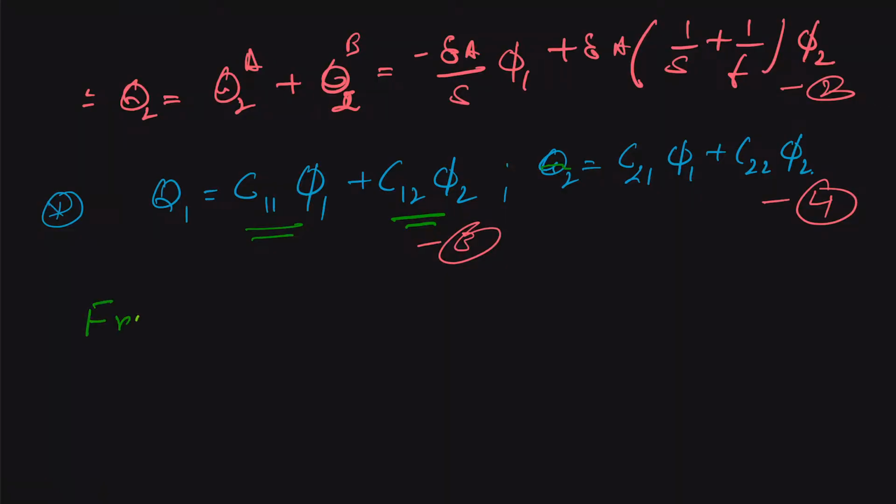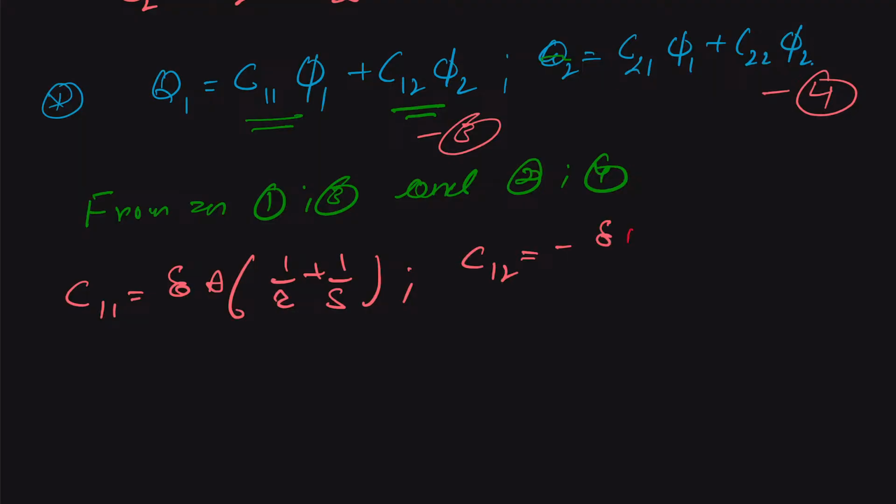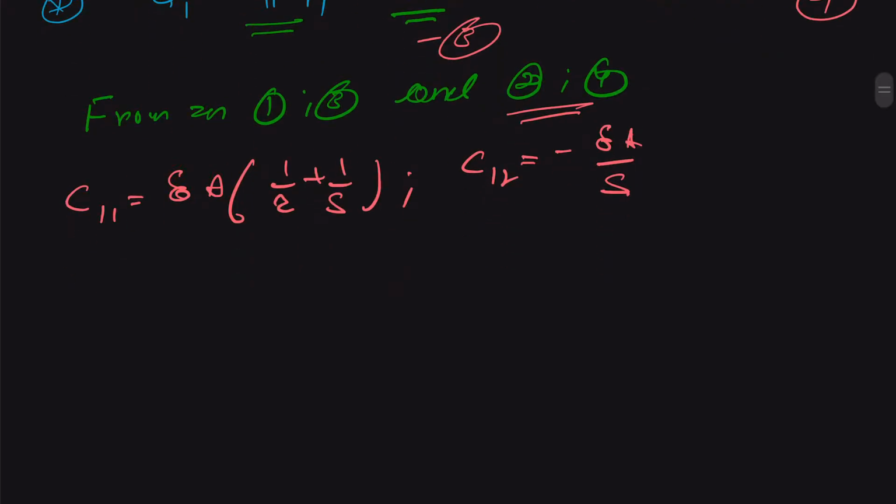So from equations 1, 3 and 2, 4, we are going to get that C11 will be equal to epsilon naught A, 1 upon R plus 1 upon S, and C12 is equal to minus epsilon naught A upon S. Similarly, based on 2 and 4, we can write that C21 is equal to minus epsilon naught A upon S, and C22 is equal to epsilon naught A, 1 upon S plus 1 upon T.